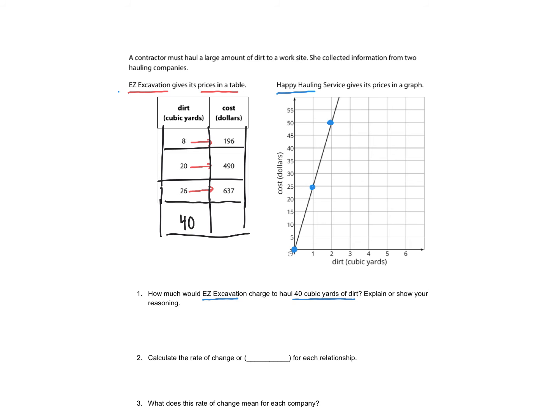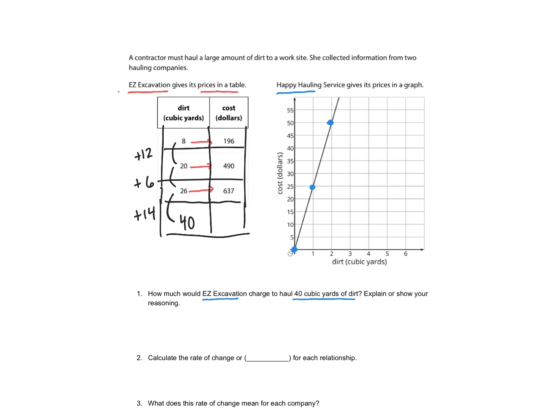So what I'm going to notice is that from 8 to 20, I'm increasing by 12. And then from 20 to 26, I'm going up by 6. What am I going to need to do to go up to 40 is what I want to start to think about. So I'm going to have to go up by 14. So that gets a little bit tricky. It's not really following this pattern. So I'm looking, I don't really see a pattern happening.